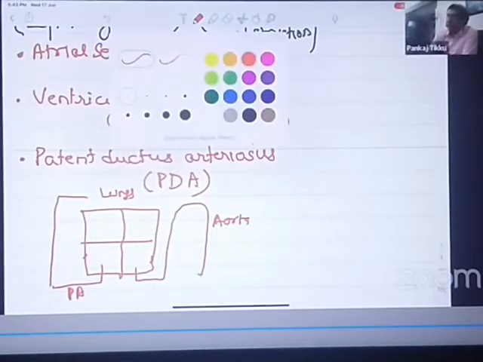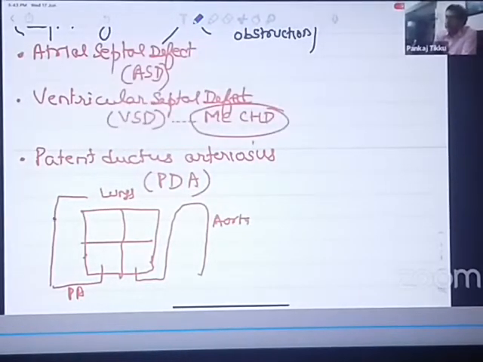This is what is known as a ductus arteriosus, from the pulmonary artery attaching to the aorta. So this is the ductus arteriosus. In short, we call it DA. Now, because after birth the pressure is more on the aorta side rather than the pulmonary artery side, blood always moves from the left side to the right side if this ductus arteriosus does not close after birth.